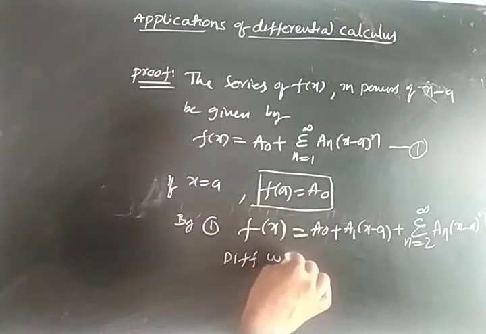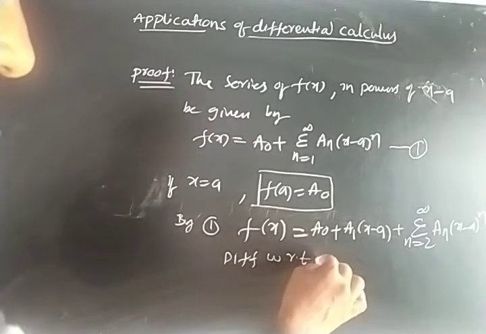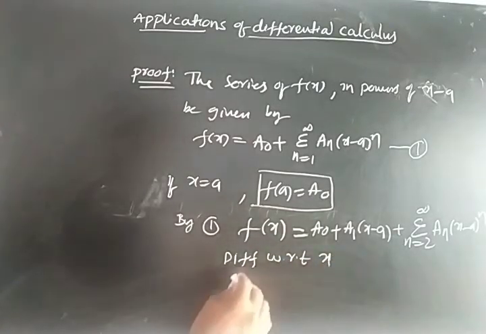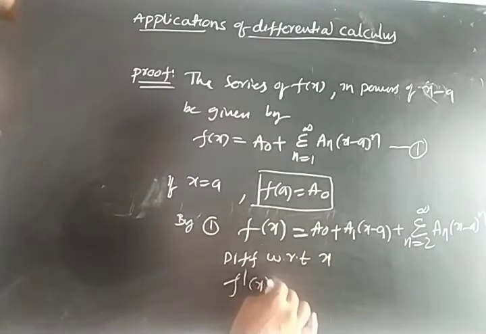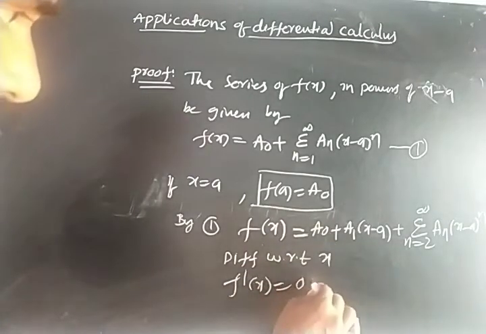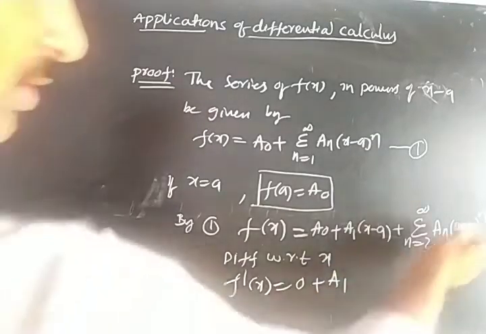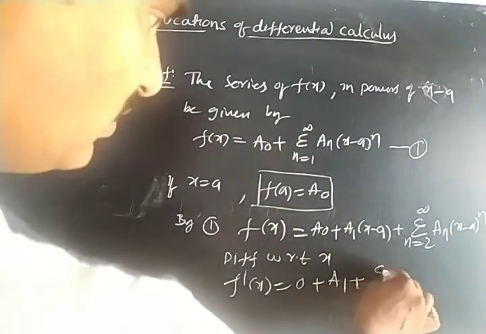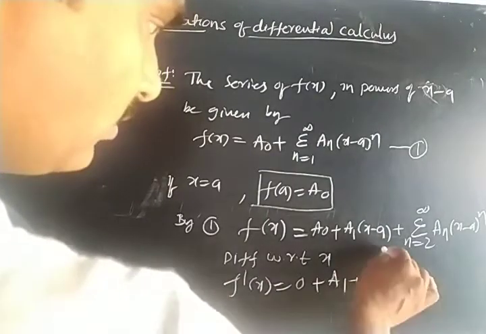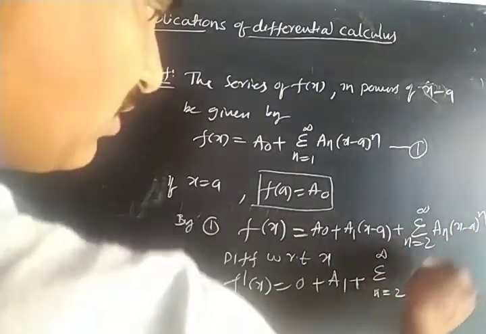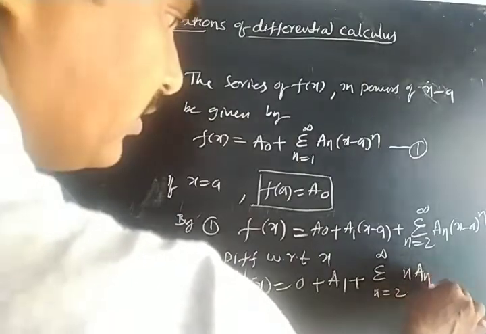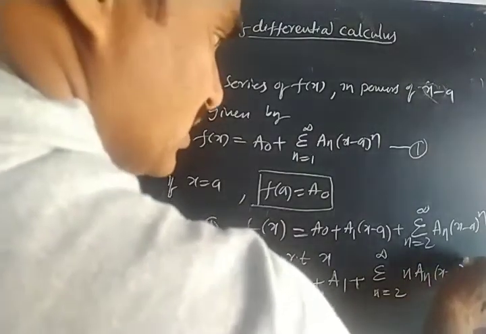Differentiate with respect to x. So you will get f dash of x on the left hand side; on the right hand side, a naught value is 0. Here you will get a1. Why? Because of the x derivative. Differentiation of this, you will get n equal to 2 to infinity a n as it is, power derivative, n into a n x minus a whole power n minus 1.